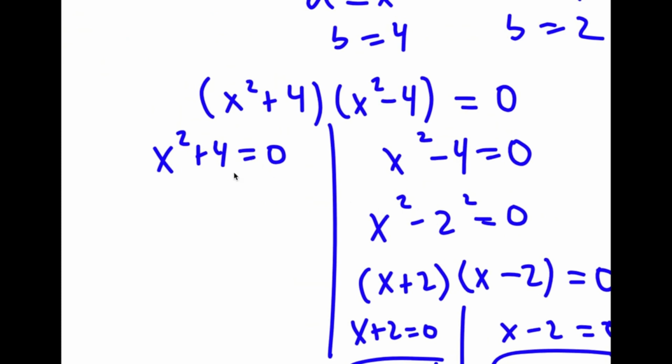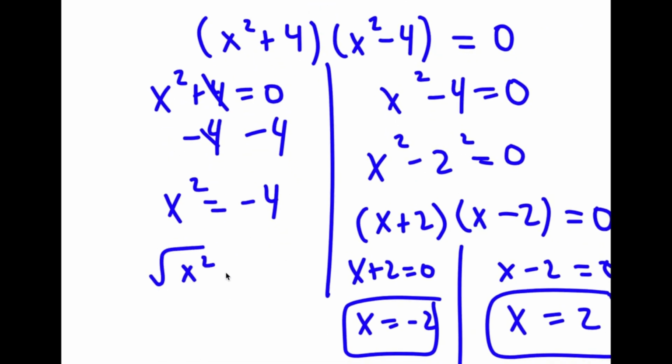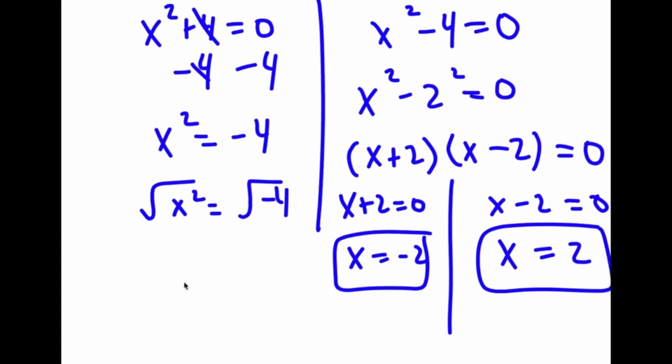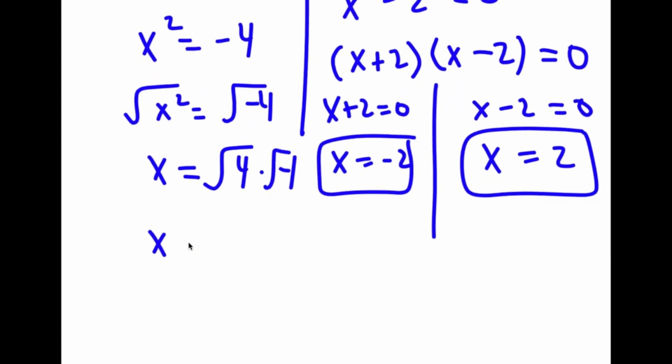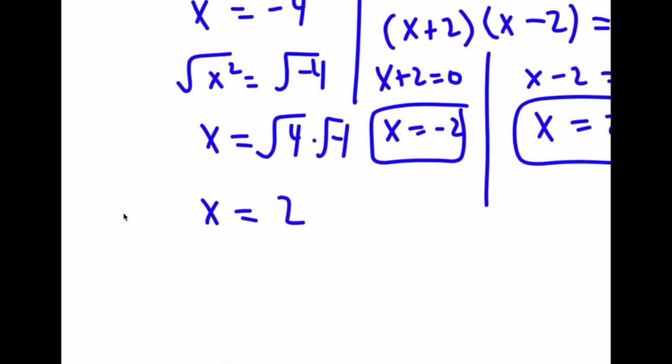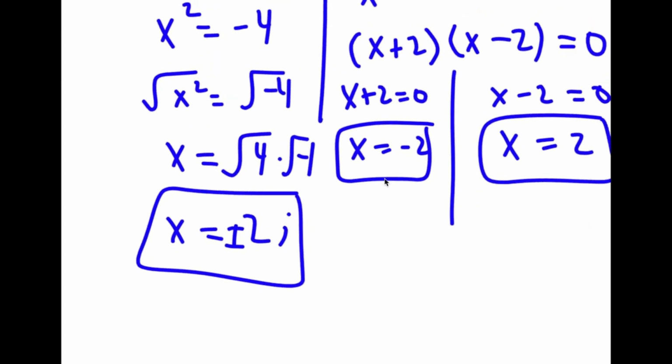Now for x squared plus 4 equals 0, I'm going to subtract 4 on both sides. These two cancel out, and I have x squared is equal to -4. Now I'm going to take the square root on both sides. Square root of x squared is x, and the square root of -4, that's the same thing as square root of 4 times the square root of -1. The square root of 4 is 2, and if you guys already know, the square root of -1 is i. So I have x is equal to positive or negative 2i. So these are another two solutions.